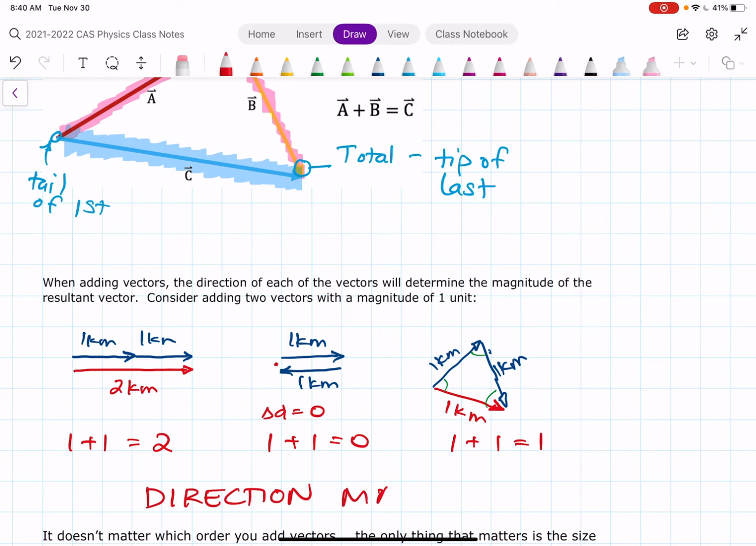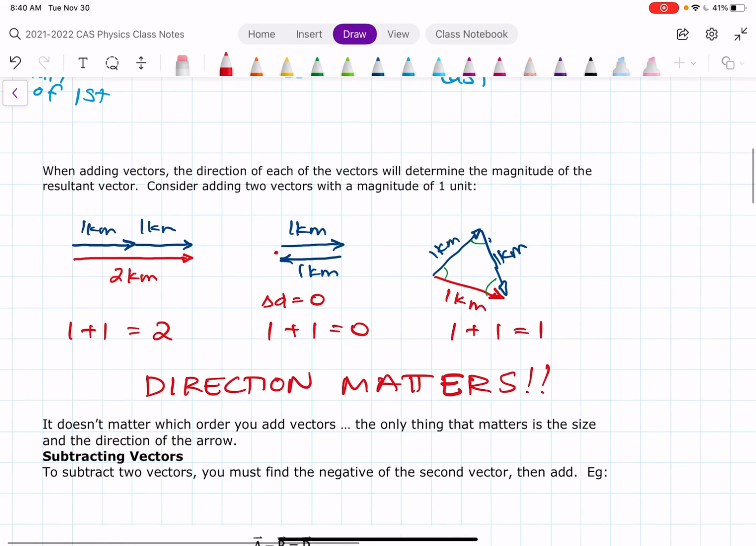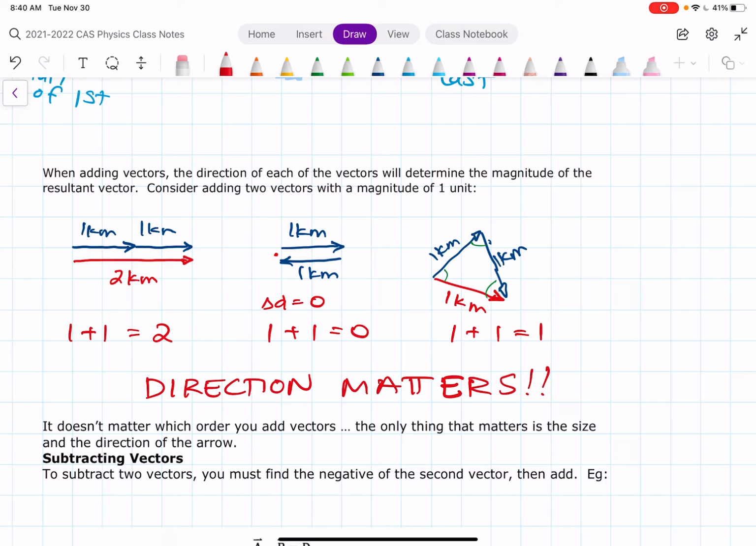Direction matters. You can't just add numbers, right? You have to draw the triangle. You have to lay it out and map it out like that. And the order doesn't matter. So that's something you can keep in mind.